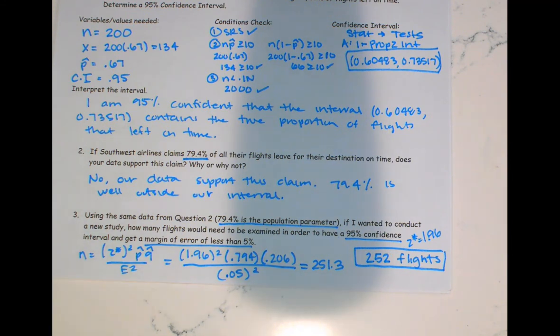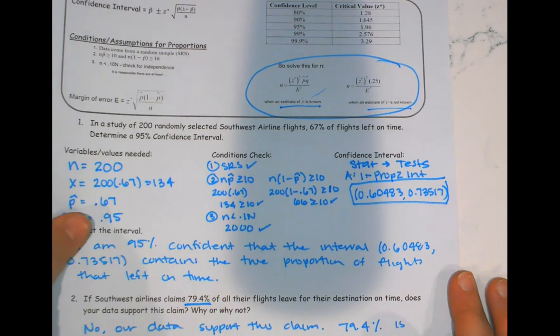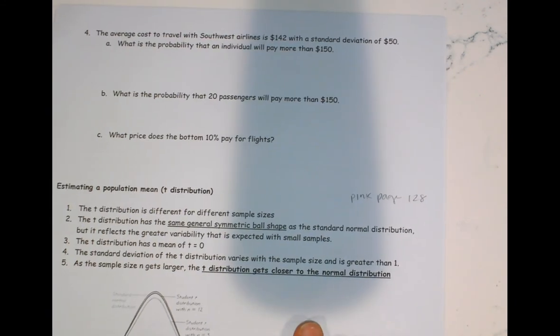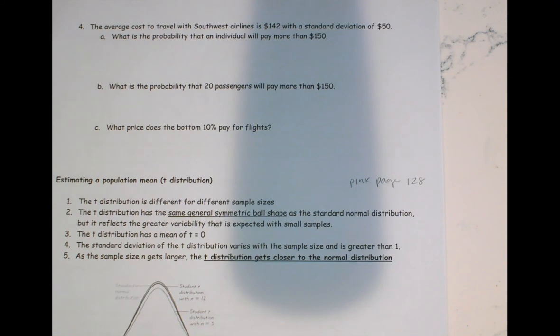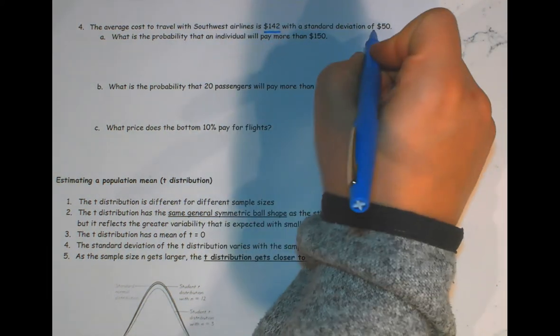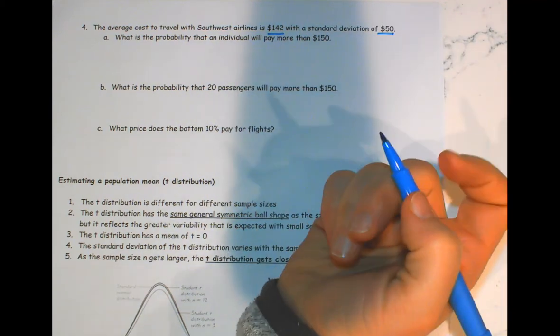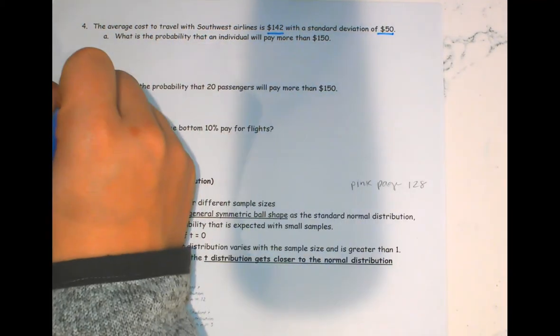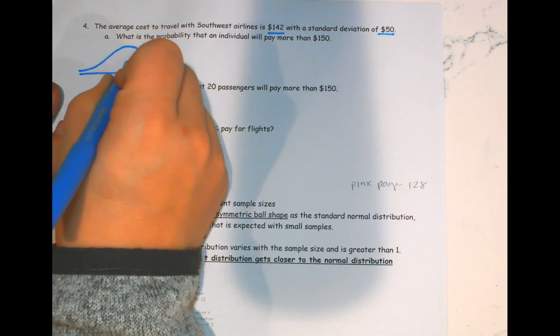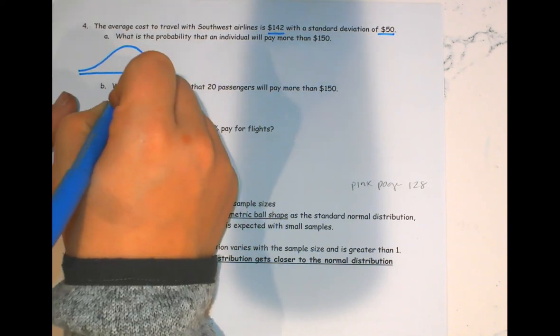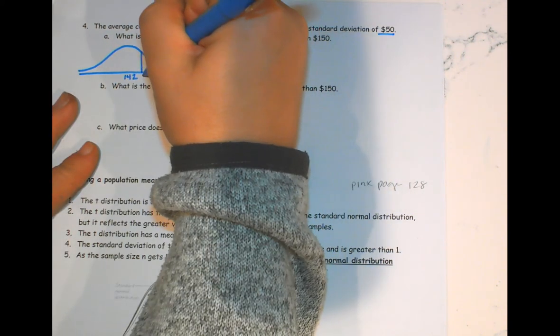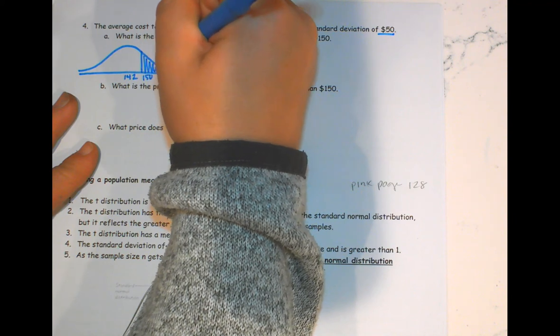Okay, so that was a quick review of our confidence intervals from last class. Then if we turn our paper over, we have a little bit more practice on our central limit theorem. It says the average cost to travel with Southwest Airlines is $142 with a standard deviation of 50. What is the probability that an individual will pay more than $150? So we're looking at our normal distribution curve. Our mean is 142, and I want to know the probability that someone pays over 150.